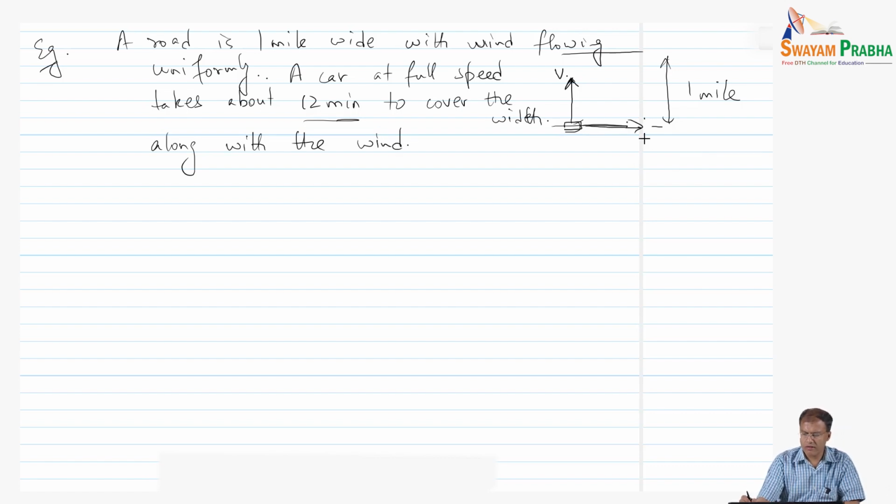So the wind is blowing like this. So let us say this is the wind W. So this is my wind, and the car needs to cross the road. It needs to go across to the other side of the road. And when you have a wind, then the car is taking about 12 minutes to cover 1 mile, which is 5 miles per hour. So the wind is perhaps slowing the car down or speeding the car up, right?